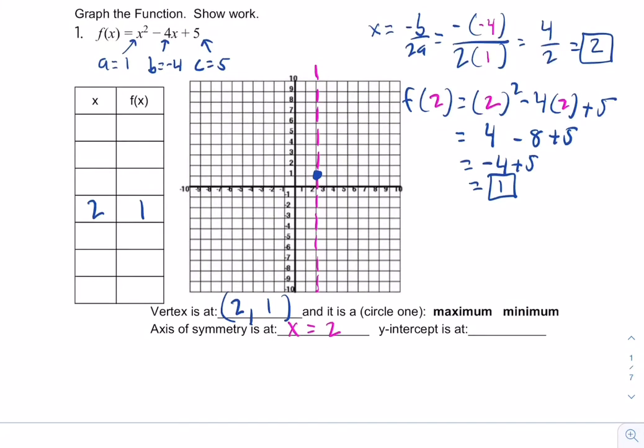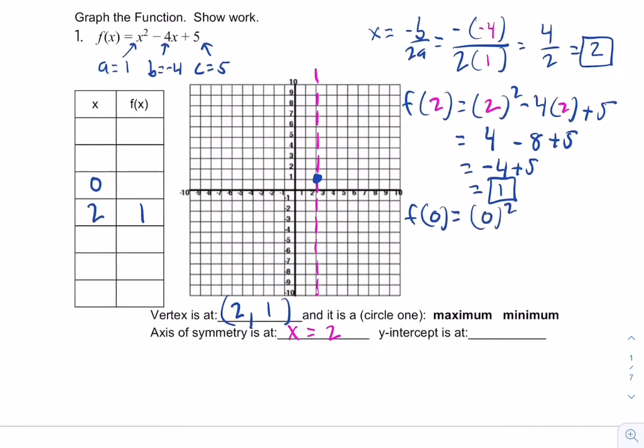Then you find out what the y-intercept is by finding another point. You can find another point, so you're 0, with 0 on the left now. So 0 will be the easiest one. So f of 0 equals 0 squared minus 4 times 0. And you can see that it just makes it easier. 0 minus 0 plus 5. So it's just 5. So y-intercept is 0, 5. So 0, 5 is our y-intercept.